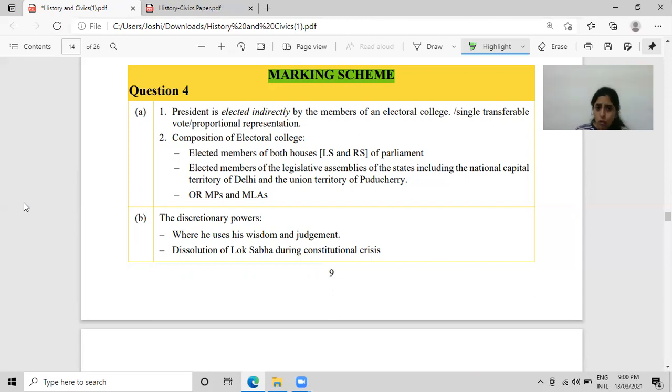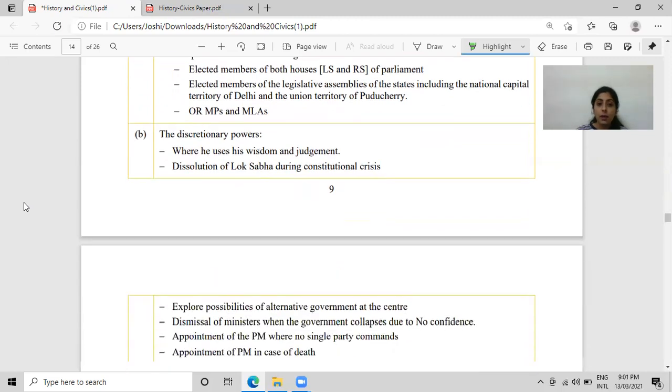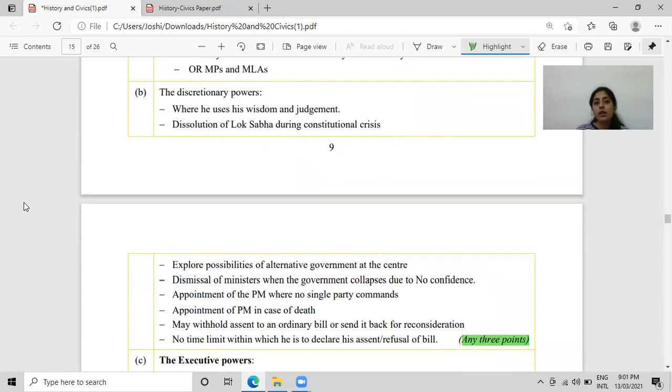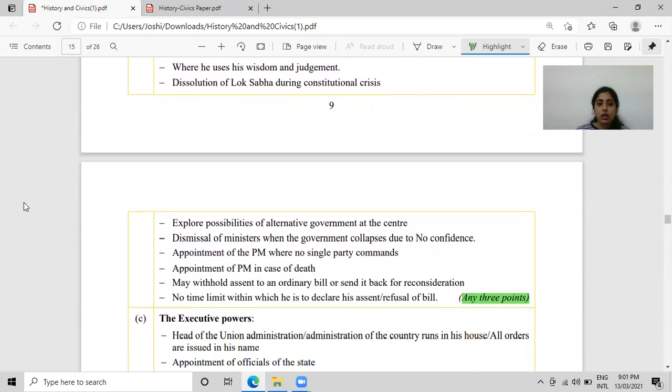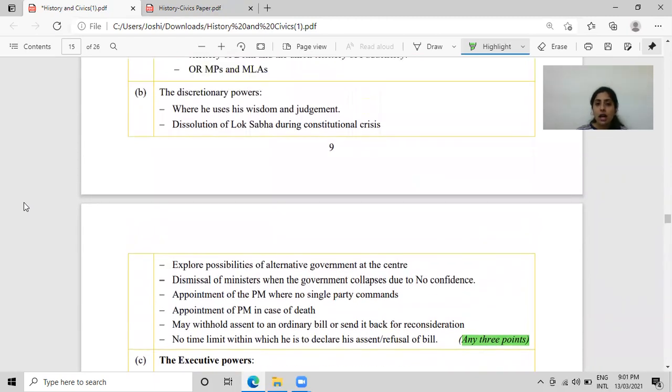Now question number B was, mention the discretionary powers of the President. Any three discretionary powers. You can see over here that more than three powers are being discussed. And look over here, any 3 points. As I told you, if 4 marks, then 4 points, 3 marks, then 3 points. So out of all these discretionary powers, as a student, I'm going to write down any 3 points.